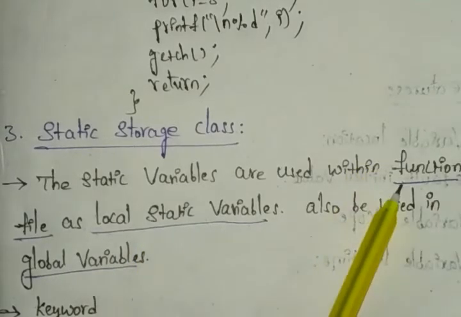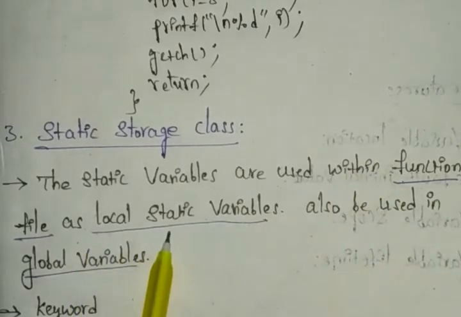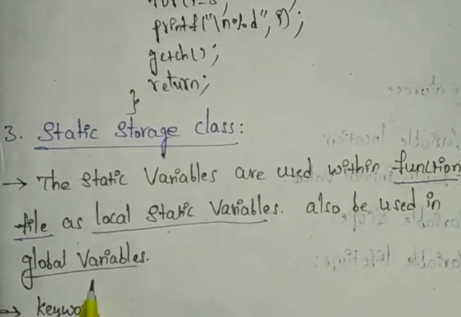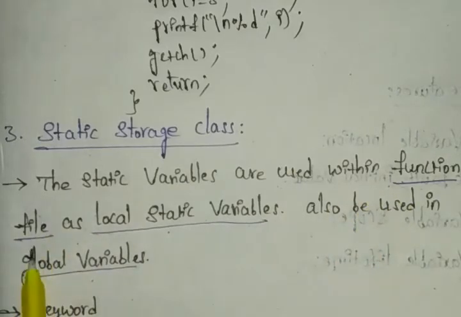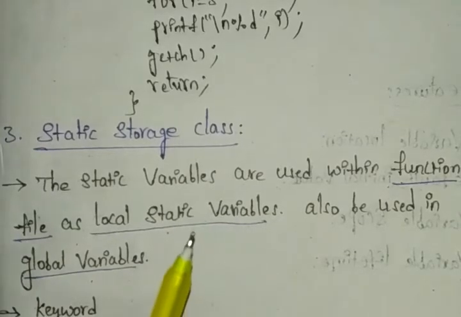So it can be function: local variables are used within the function, and global variables are used across the files. For that case I wrote function or file. Local is the function and global is stored in the form of a file. Like that, we can define our static variable.